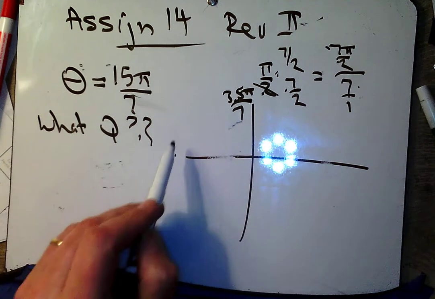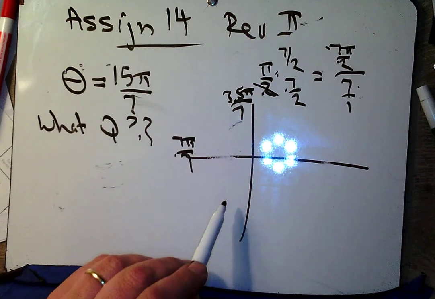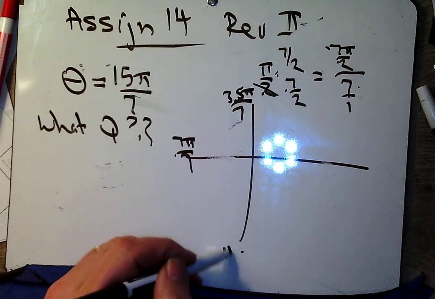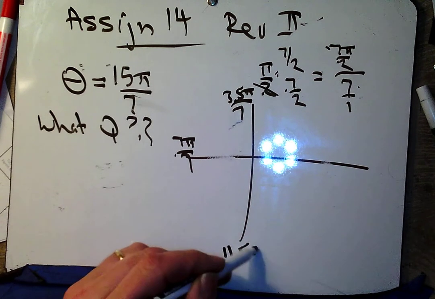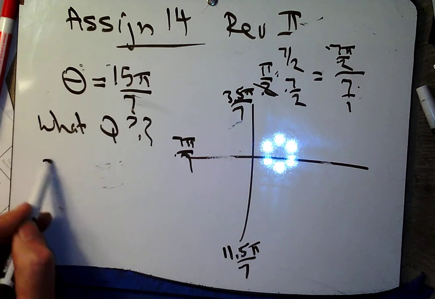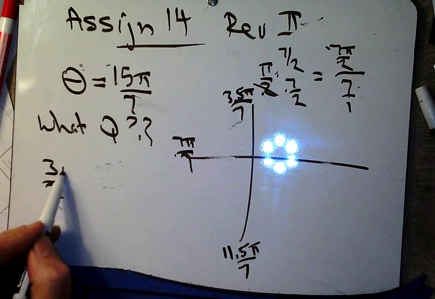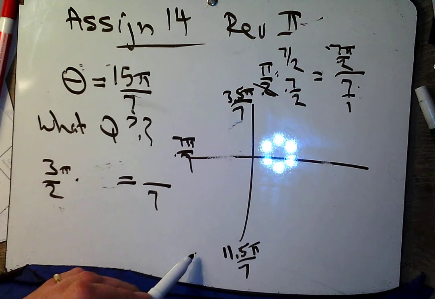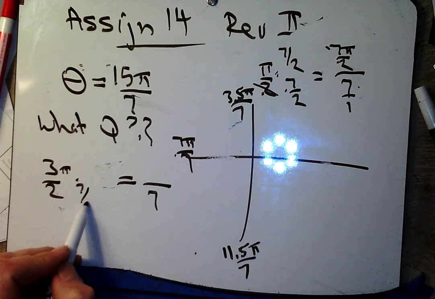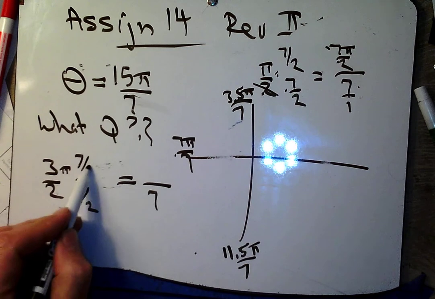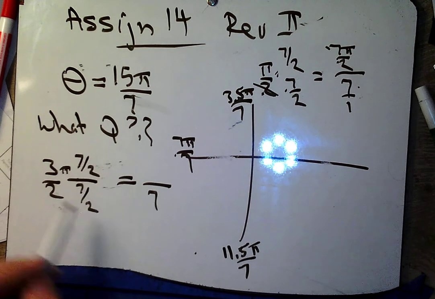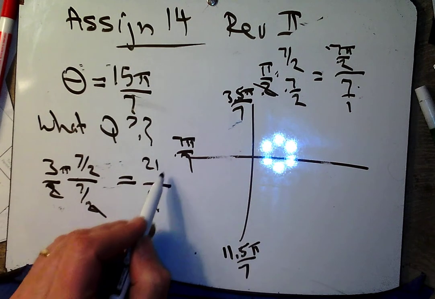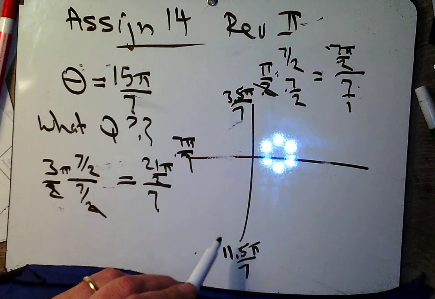And what about over here? Well, this would be 7 pi over 7. And here, that's going to be 10.5 pi over 7. How did I get that? Well, I want 3 pi over 2 to turn into something over 7. So I'm going to have to multiply here by 7 over 2, and on the top, 7 over 2. And so then these cancel, leaving me at 7. And here I have 21 pi over 2.